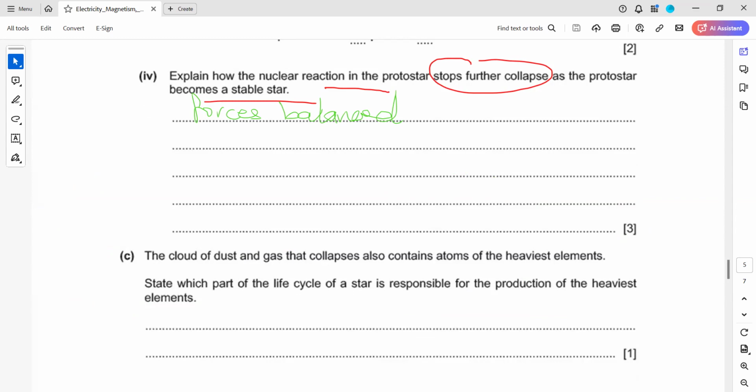Forces are balanced, 1 mark, and the outward force, the radiation pressure, equals the gravitational force, that is the second mark. But how did it all start? So you have to mention the nuclear reaction, because as the star was collapsing, it started a nuclear reaction in the core, and that nuclear reaction produces the radiation pressure outward and the gravitational force is inward. The forces are balanced, that's why the star does not change its size.